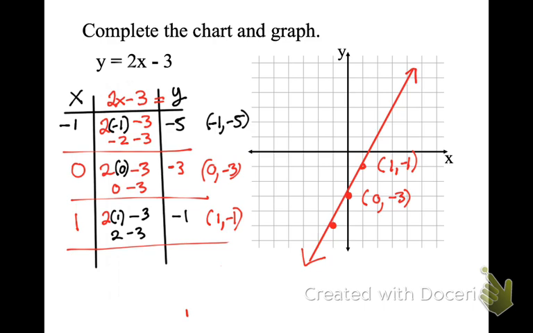All right, so I'm going to be a rebel, and I'm going to try 7. So, 2 times 7 minus 3, what does that equal? 14 minus 3 is 11. So that's 7. 1, 2, 3, 4, 5, 6, 7. And then I have to go up 11. 1, 2, 3, 4, 5, 6, 7, 8, 9, 10.